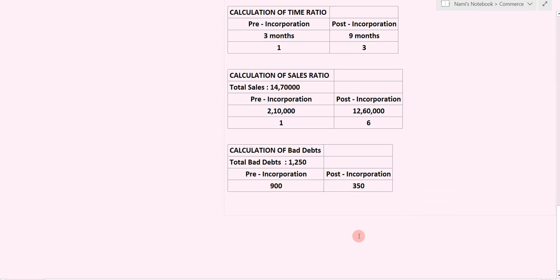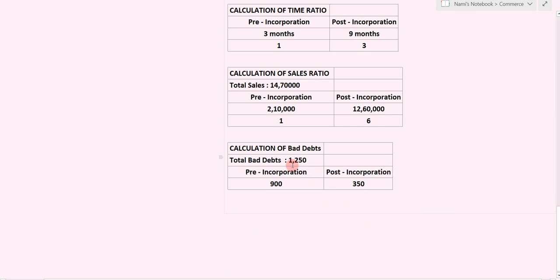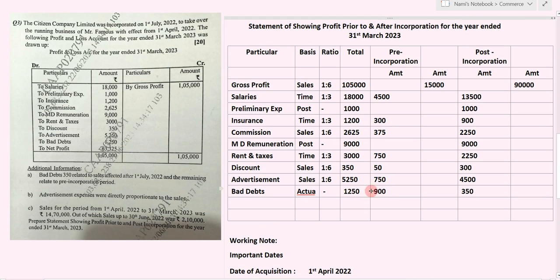Okay, see here I have done the adjustment. Total bad debts is 1,250. In the adjustment they have said that 350 belongs to after 1st July. From 1st July to 31st March, the period is called post-incorporation, and from 1st April to 1st July, the period is called pre-incorporation in this example. That's why 900 in pre and 350 in post. Now net profit, we have to calculate.